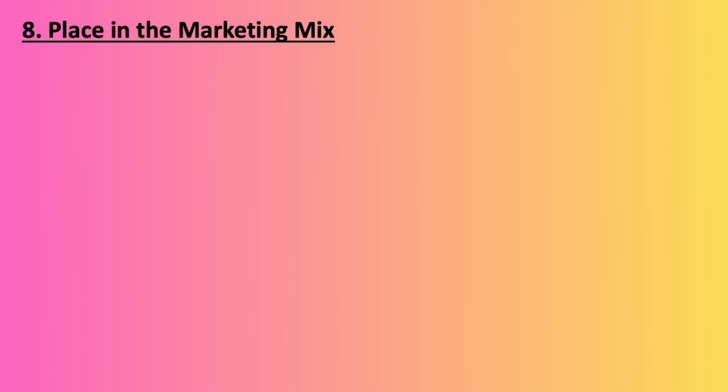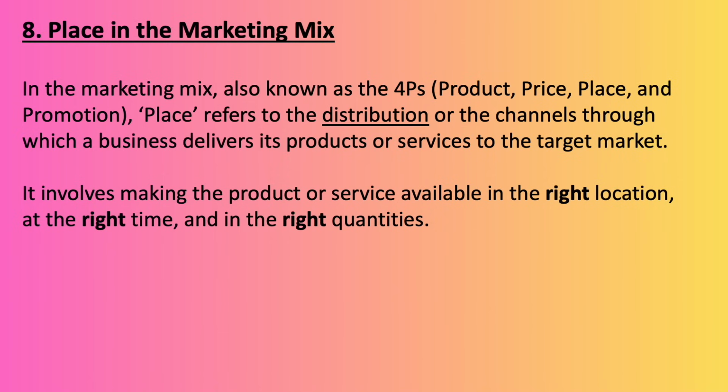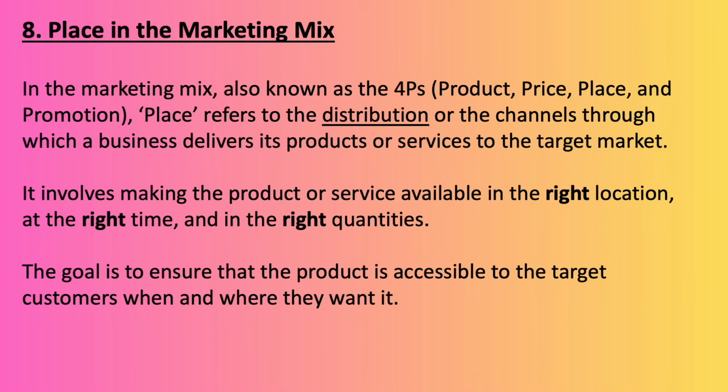Think about those 4 Ps, place, otherwise known as distribution. So the marketing mix, of course, the 4 Ps are product, price, place, promotion, and place refers to the distribution, or the channels through which a business delivers its products or services to the target market. It involves making the product or service available in the right location, at the right time, and in the right quantities. And the goal is to ensure that the product is accessible to the target customers when and where they want it. So I hope that helps.